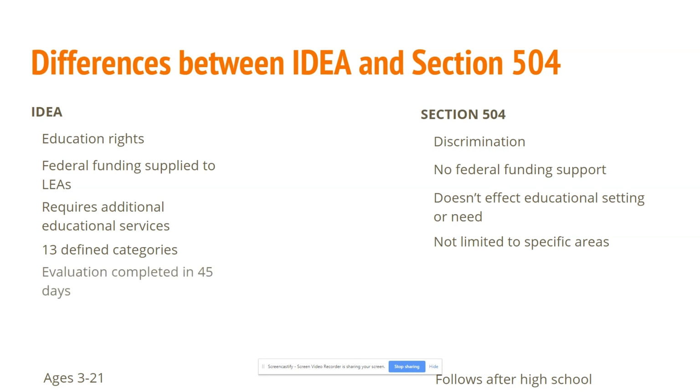With IDEA, a student has to be evaluated in their full initial evaluation or any kind of reevaluations within 45 school days. So that means 9 weeks. School has about 9 weeks. With Section 504, there is no timeline for evaluation.